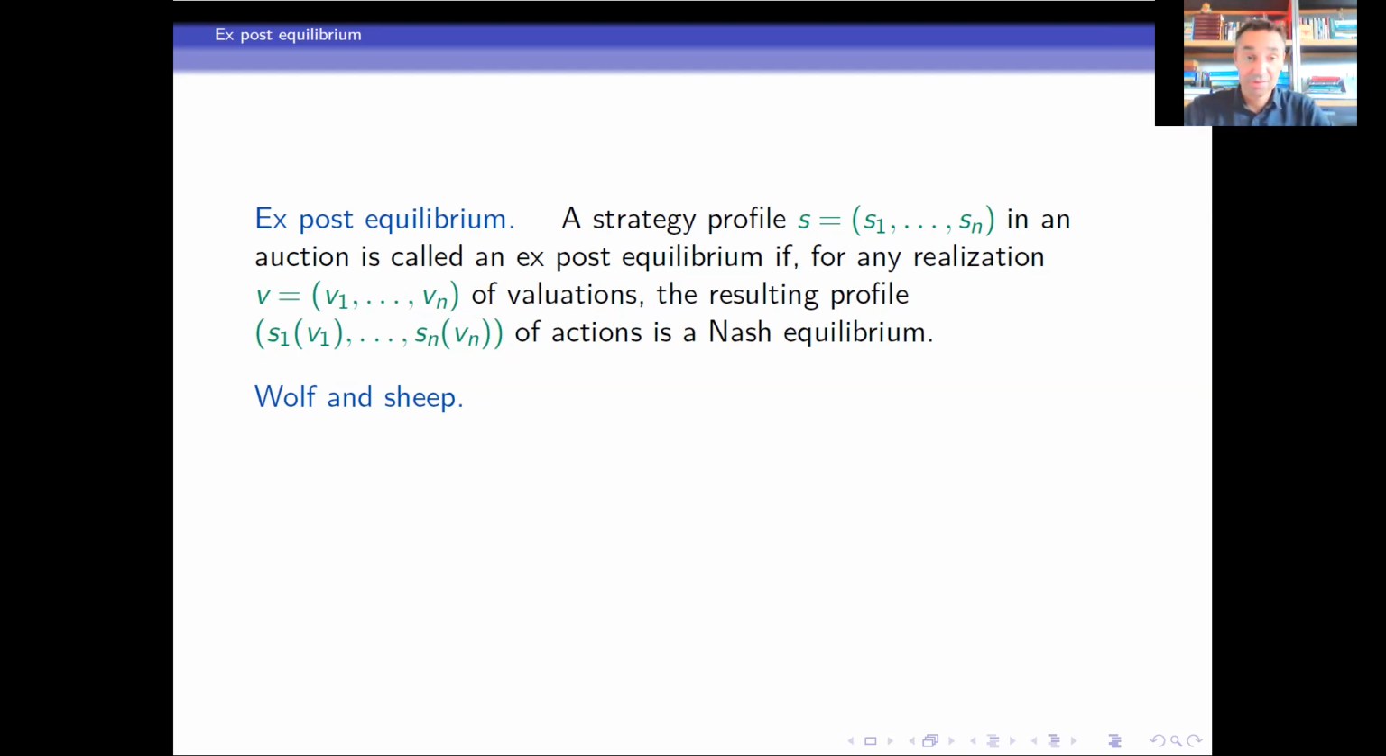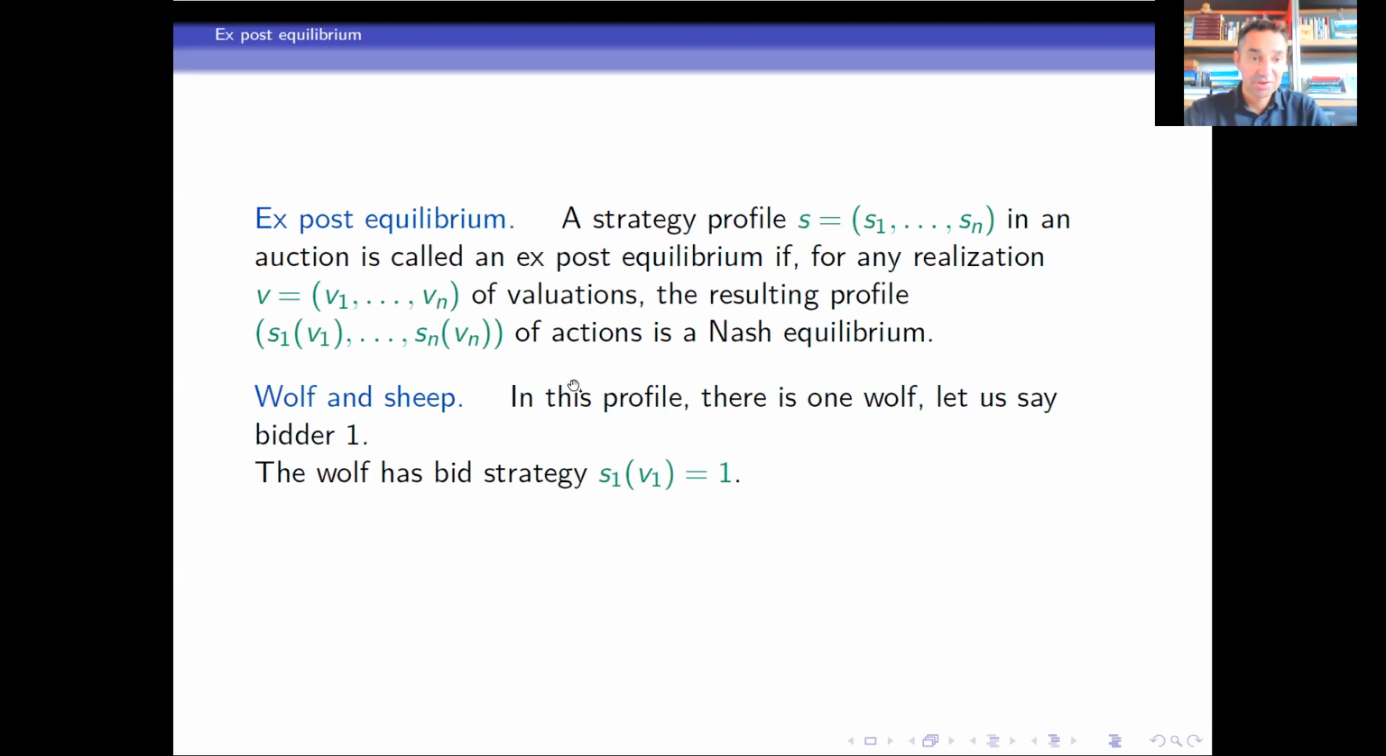But what we're going to do for the rest of this talk is to simply look at one. And the one that we're going to look at is called wolf and sheep. That means that one of the bidders is wolf and all the other ones are sheep. So let's say bidder 1 is the wolf, and what does he do? Well, he has a bid strategy that is very aggressive, namely he always bids 1. So his valuation is 1, he bids 1, but also if his valuation is a half, he bids 1. If it's 3/4, he bids 1, and even if his valuation is 0, he bids 1.